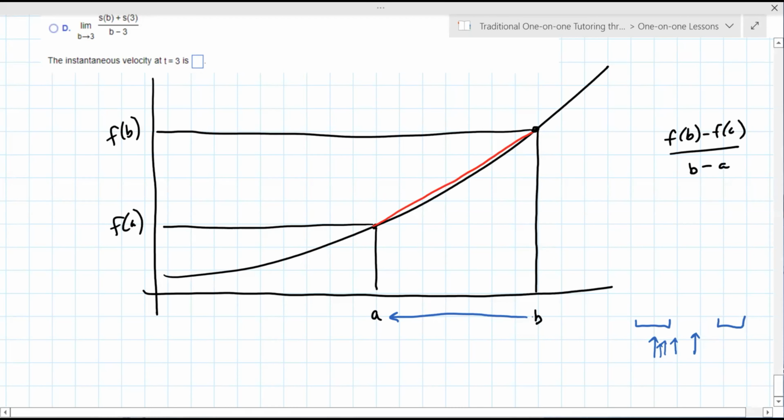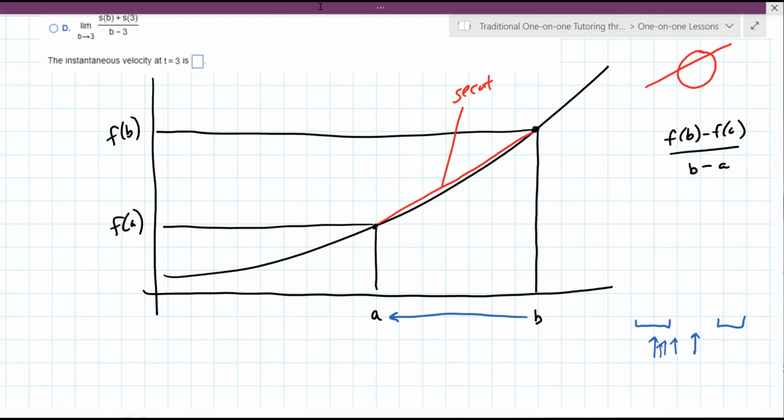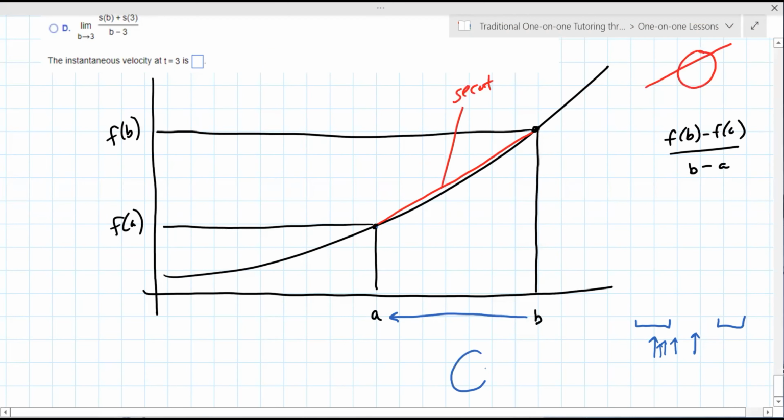So calculus is about this B being so close to A that it is essentially at A, like you're essentially right on top of it. This red line is what's called a secant line. If you remember from geometry, a secant line cuts through a circle at two places, while the tangent line to a circle touches it in one place. That's what we're doing here: we're progressing from hitting it in two places to figuring it out at one place.